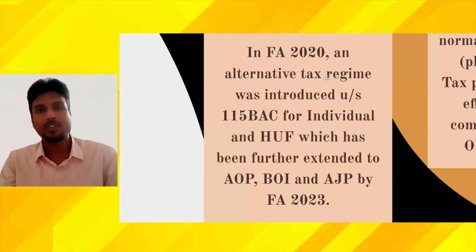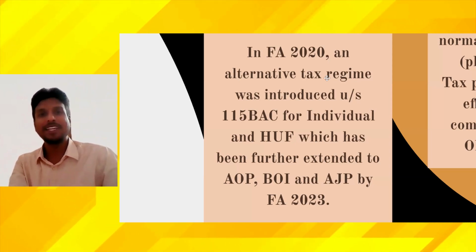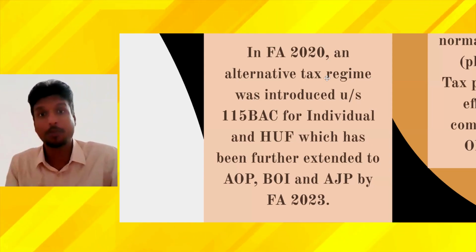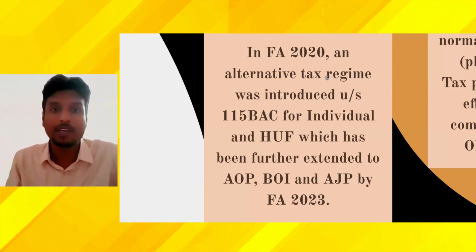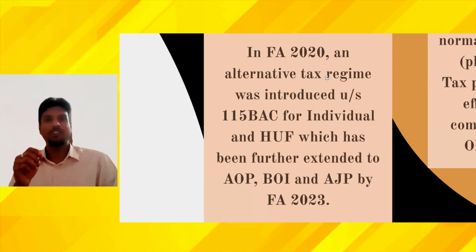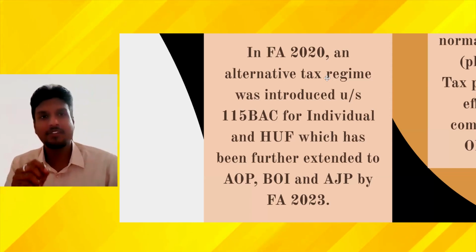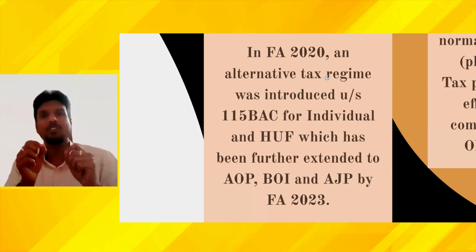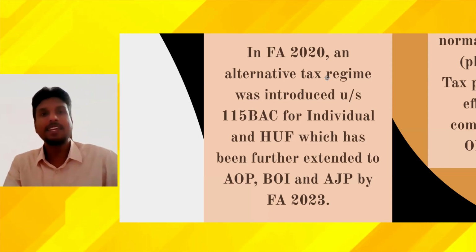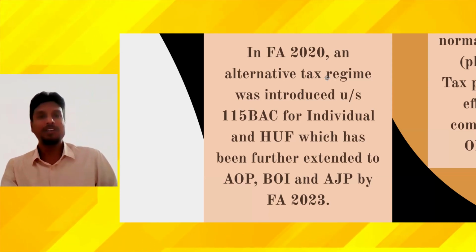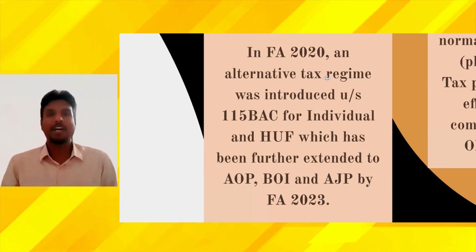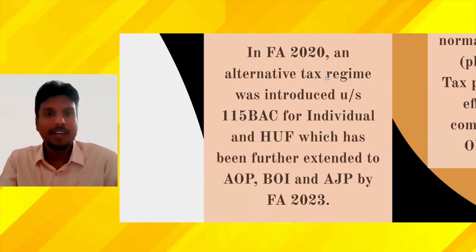That means, like I said, regarding new tax regime 1.0 versus 2.0, the 1.0 was only applicable to individuals and HUF. Going further, in the Finance Act 2023, the applicability was extended to three more categories of people, that is the artificial juridical person, association of persons, and body of individuals.